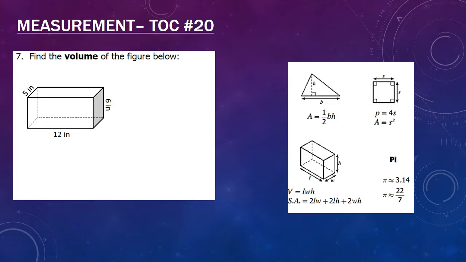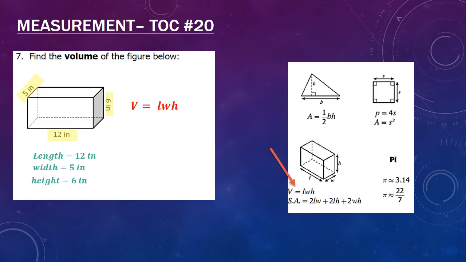For volume, if you look, this is the only 3D shape on your formula sheet. You're going to use volume equals length times width times height. And notice they don't label your length, your width, and your height on your shape. So my suggestion is that you highlight each measurement and then pick which ones you want to be length, width, and height. Typically, length is the one that's the longest, width is the one that goes from front to back, and height goes from bottom to top.